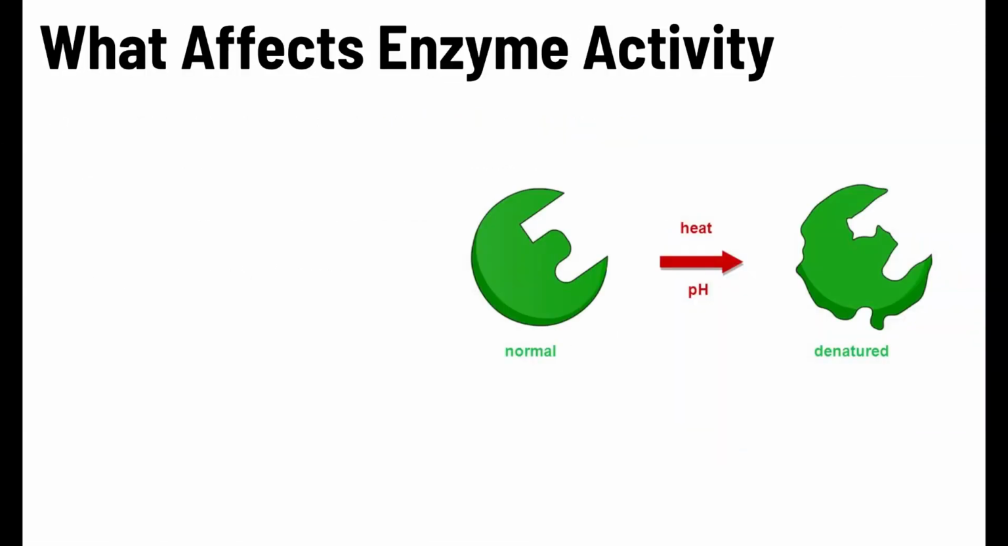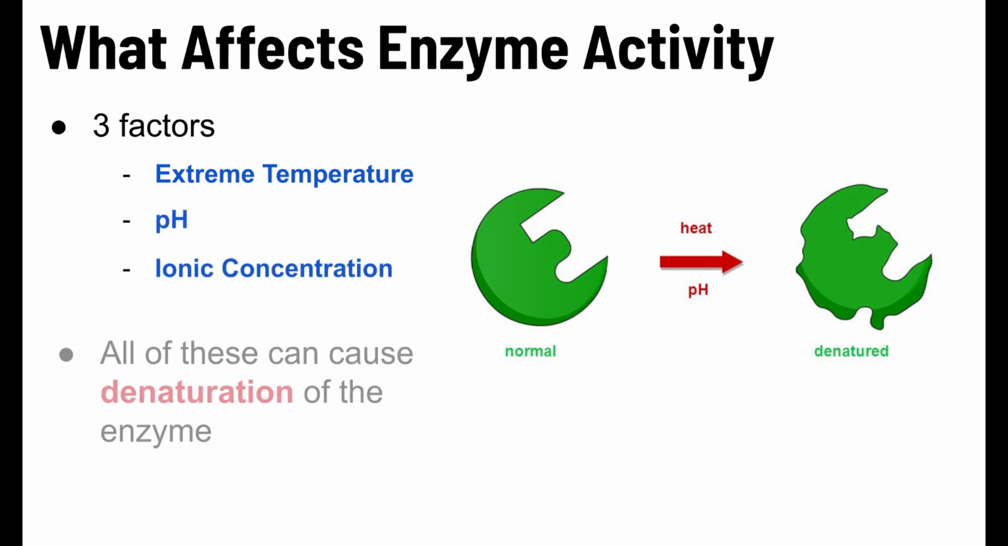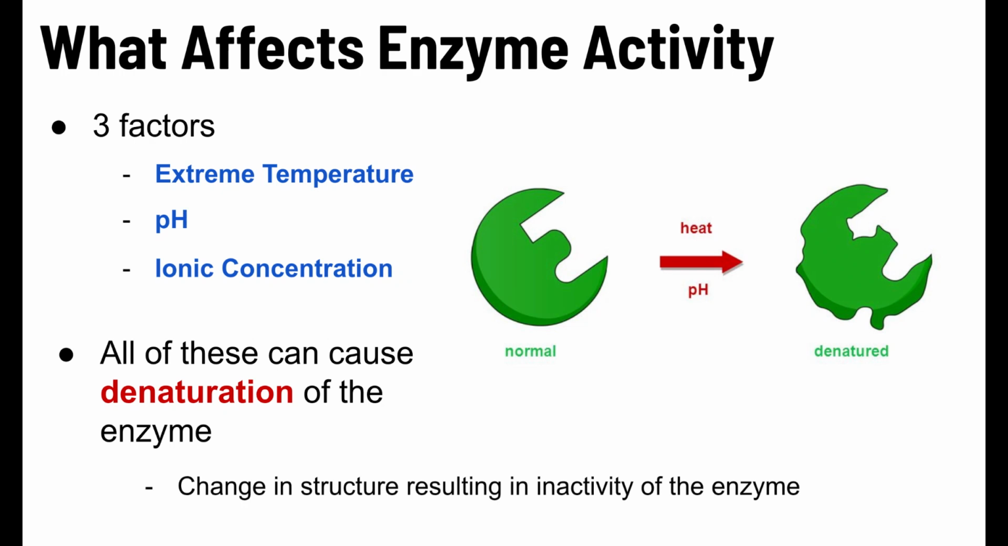Okay, what affects enzyme activity? So there's going to be three main factors: extreme temperature, pH, and ionic concentration. And each one of these can cause denaturation of the enzyme. And denaturation is a change in the structure of the enzyme that results in inactivity. Basically, once it's denatured, it can't form a tight bond to the substrate at the active site anymore, so it becomes inactive. So to sum up, you've seen what an enzyme does and how it does it.